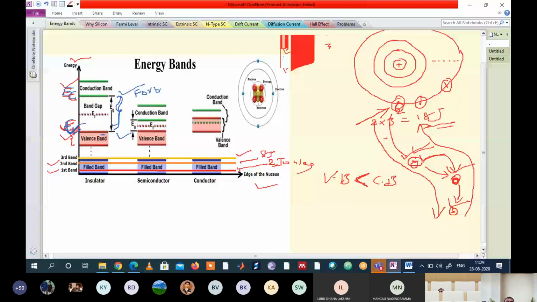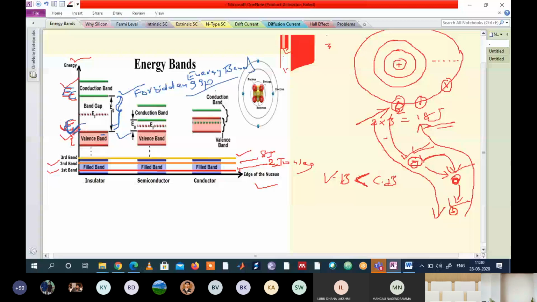Forbidden gap is the gap which is lying between valency band and conduction band. And if you combine energies of electrons present in forbidden gap, then you get forbidden energy band. The energy present in a forbidden gap, you get forbidden energy band. Right.